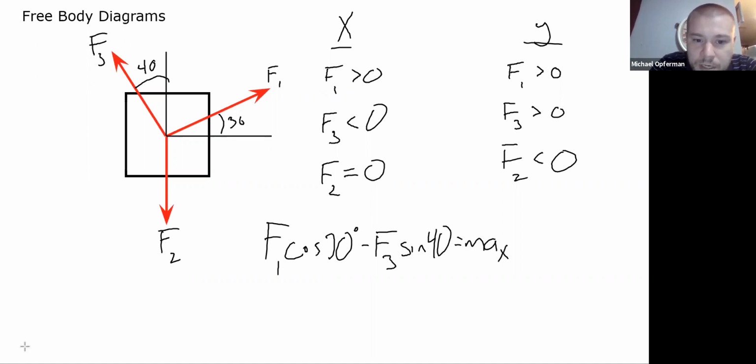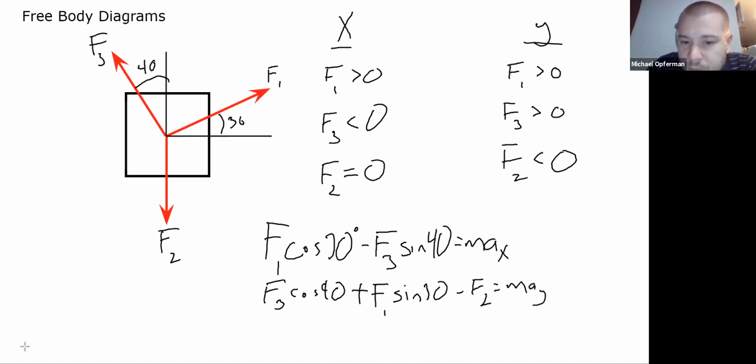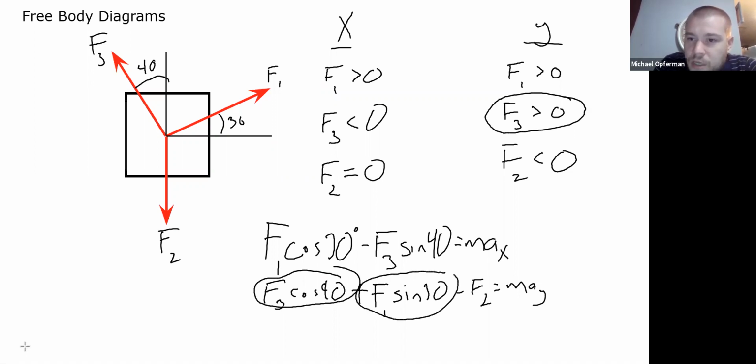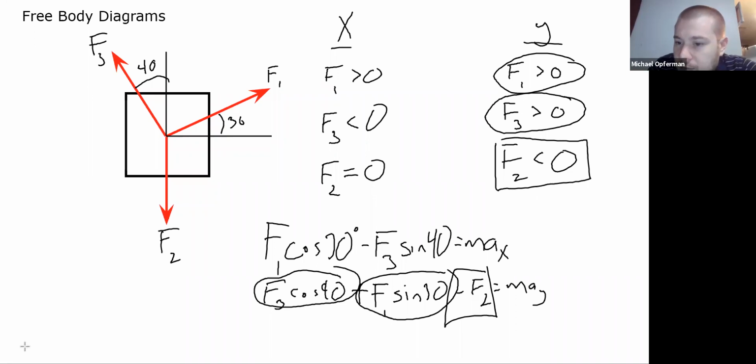And then in the y direction, I'm going to have F3 cosine 40 plus F1 sine of 30 minus F2 equals may. The F equals ma equations would look something like that. But I can see all of these terms that are here. I can see right away, just visually, that I could predict that all of these terms are going to be here just from looking at the diagram.